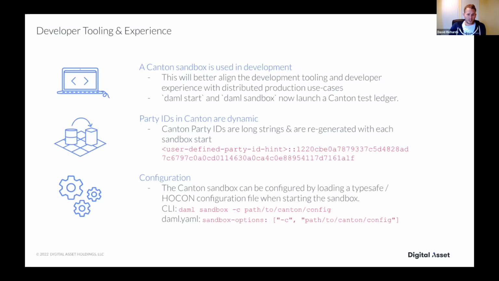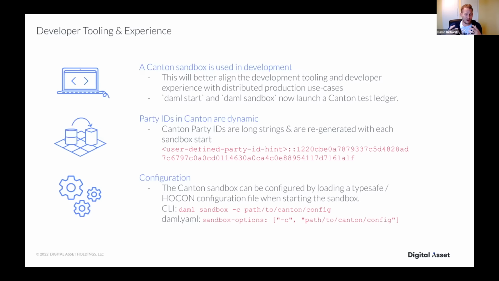Another major change with Canton ledgers is that party IDs are different to those used in Daml previously. They have a user-defined hint at the start, with a randomly generated hash at the end, and they're separated by two colons.